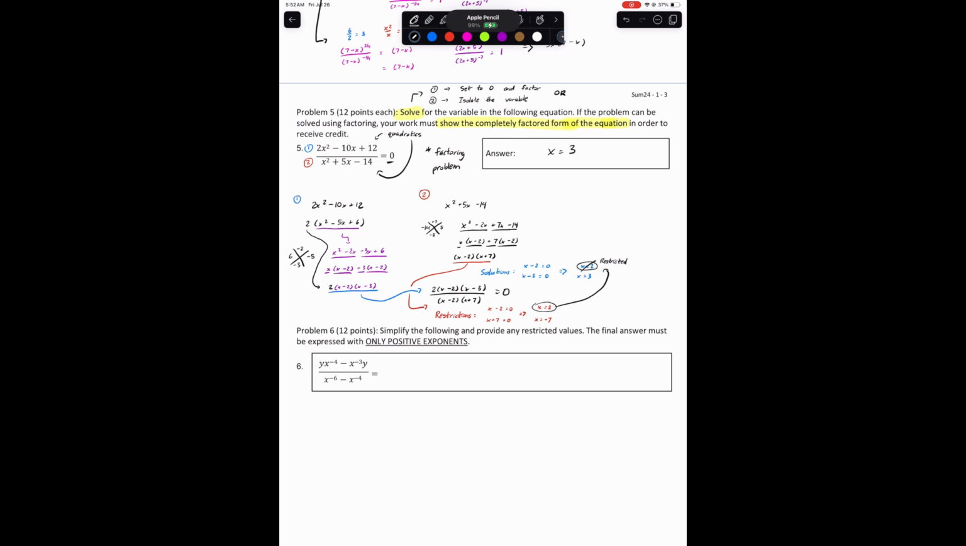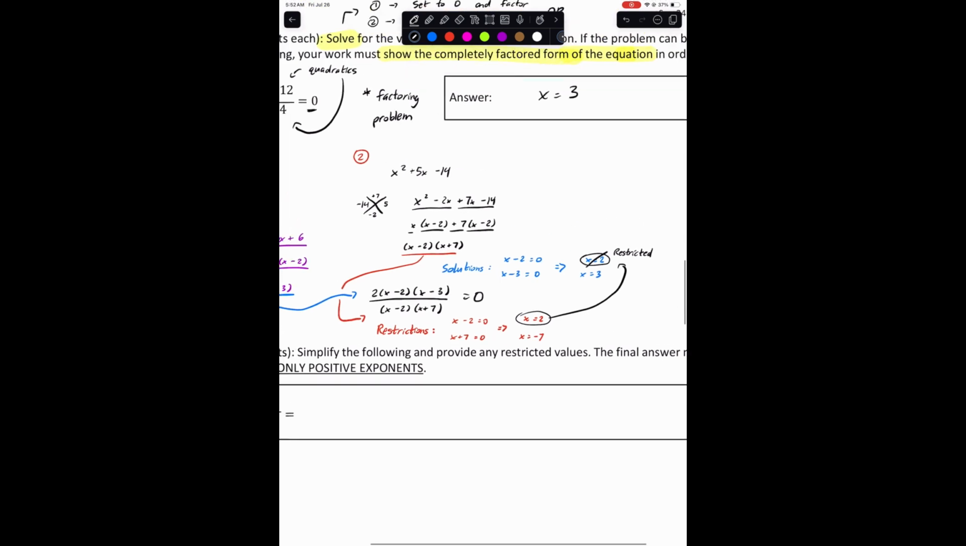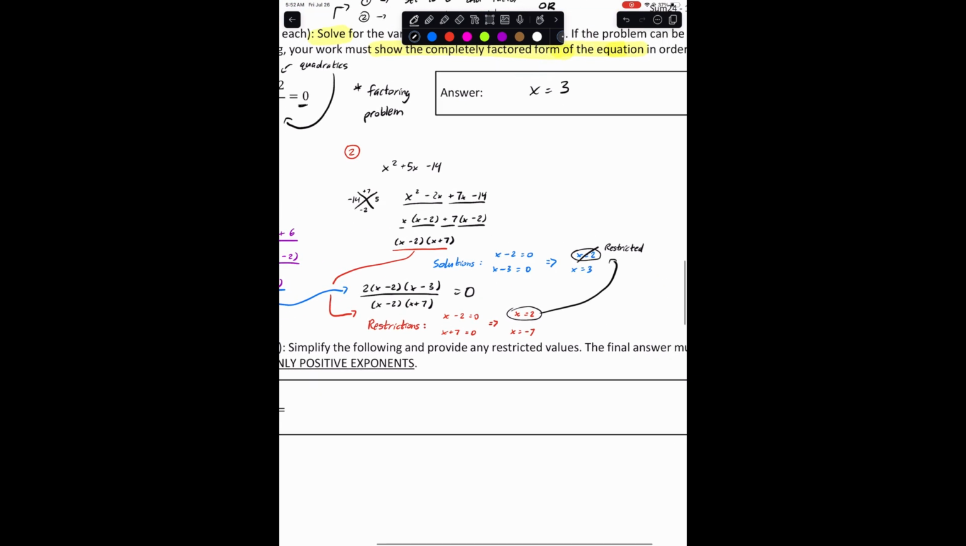You will note that they don't ask for restrictions, so I didn't list it in my answer. But that would be my answer. I guess I would take one more step, right? If I want to fully factor this, I could take one more step, and I'm gonna draw an arrow with brown. Okay. Sorry for all the arrows.